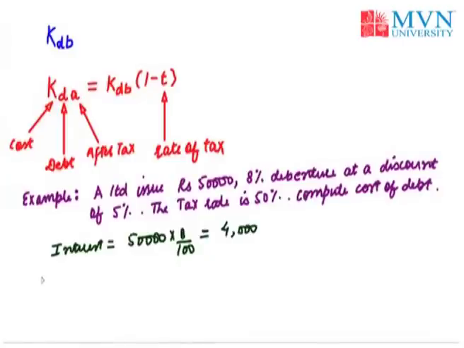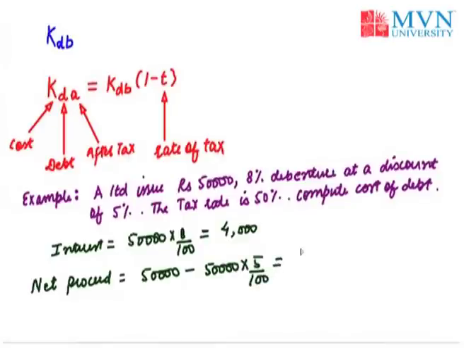Since the company has issued the debt at a discount, we need to calculate the net proceeds in this question. So the net proceeds can be calculated as 50,000, which is the principal value in this question, minus the discount. And here the discount is 5% of 50,000, which is 2,500, giving you a value of 47,500 after deducting the discount.